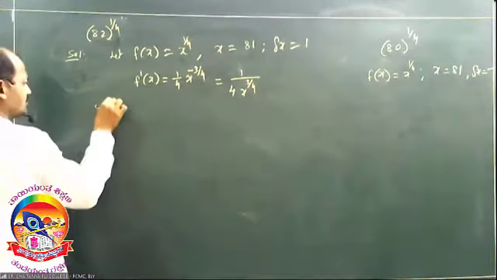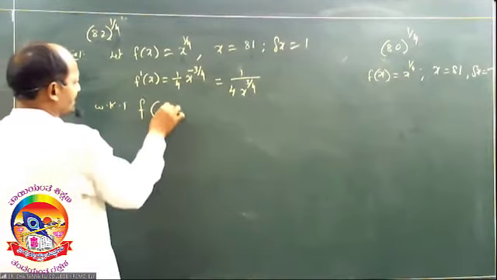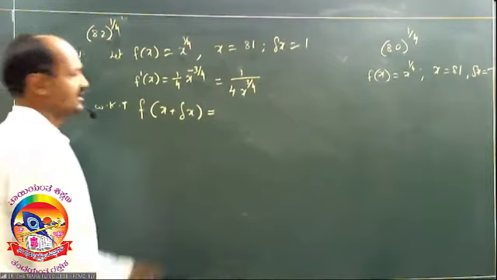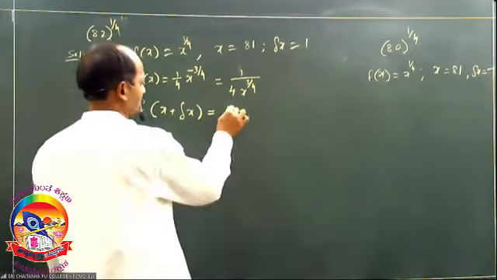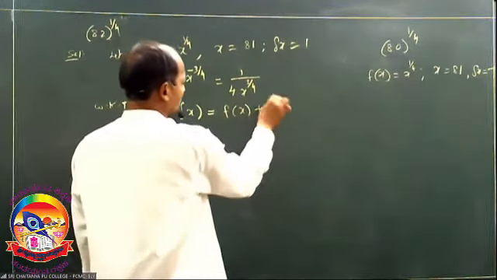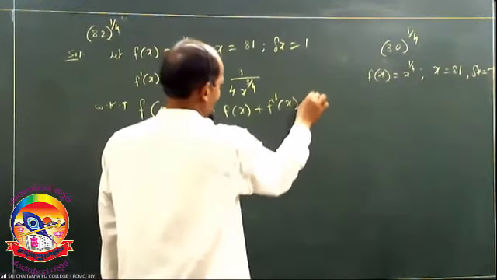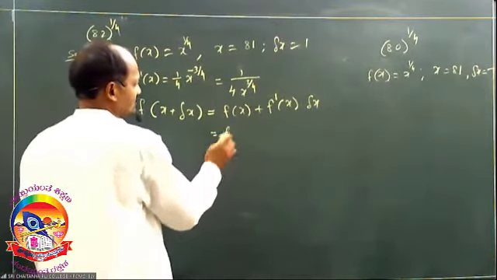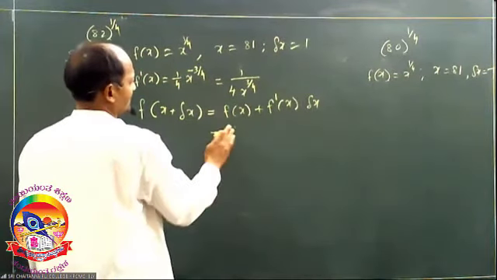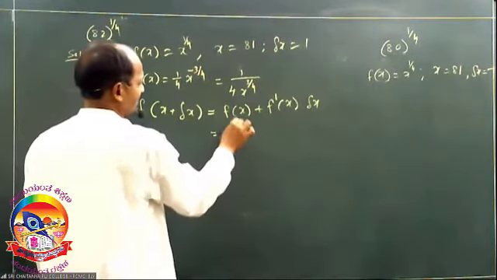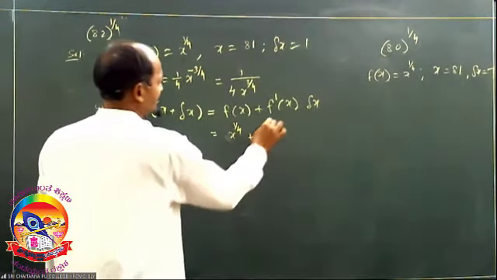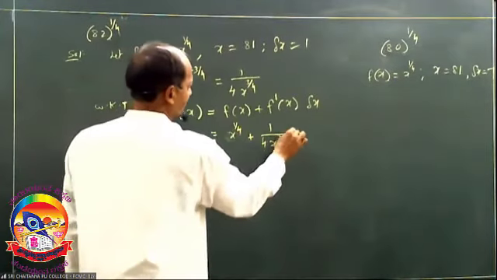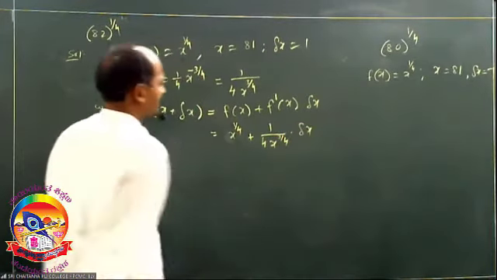Then we know that f of x plus delta x is equal to f of x plus f dash of x into delta x. What is f of x? x power 1 by 4, and its derivative is 1 by 4 x power 3 by 4, and delta x.